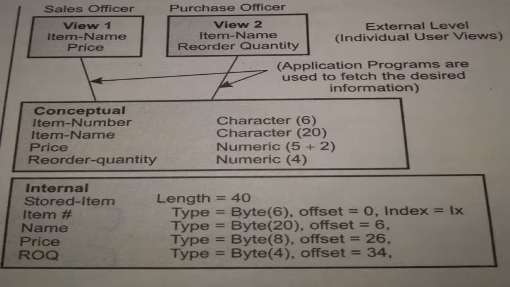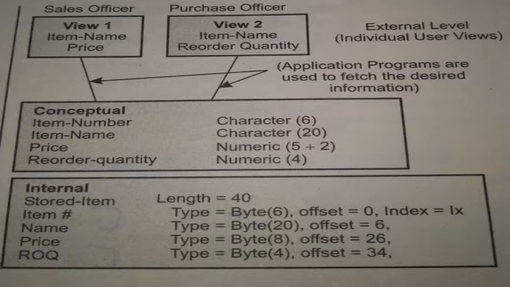So now let me show you from the start. It shows two views, that is view 1 and view 2. When I'm talking about the views, that is called the external level. So the individual users have the two views, one for the sales officer, and the other for the purchase officer. Then we have the conceptual level, which shows item number, item name, price, quantity. These are all the application programs that are required to be fetched by these users.